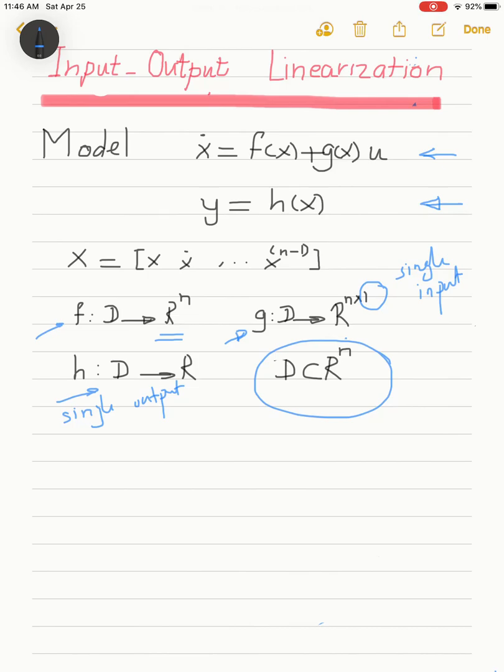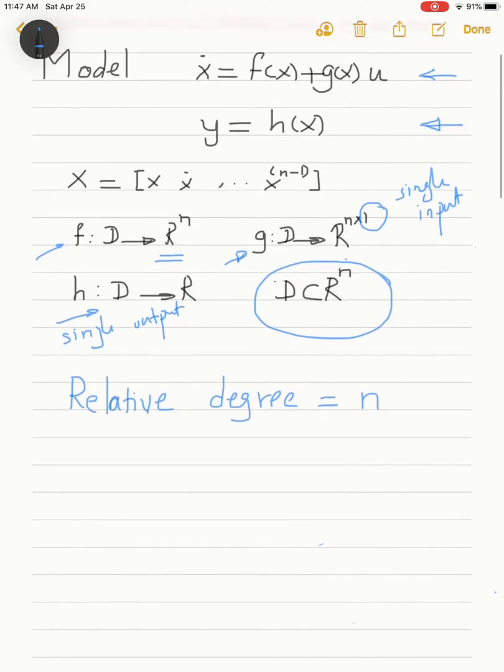The first case is when we have to take the derivatives up to the order of the system, which means in our case here we'll take the n derivatives of y until u appears, and in that case we call the system of relative degree equal to n, and that's what we are going to consider first. The second case is when u appears in the input-output differential equation just after some r derivatives, which is less than n. In that case, we will consider the design separately.